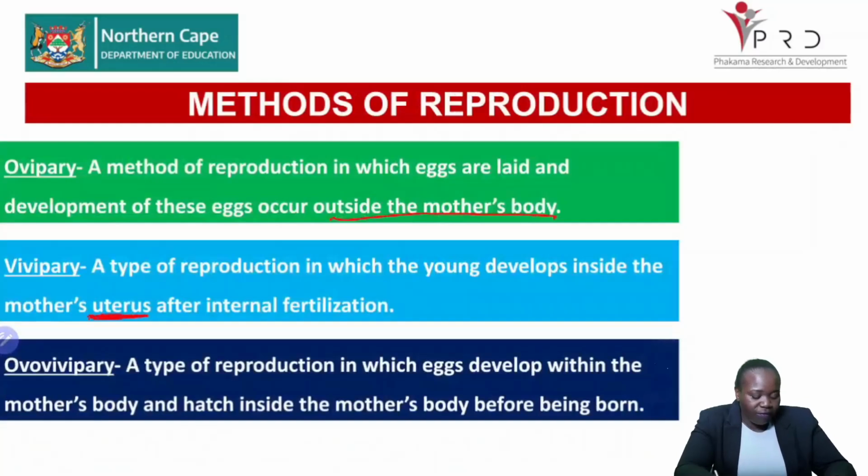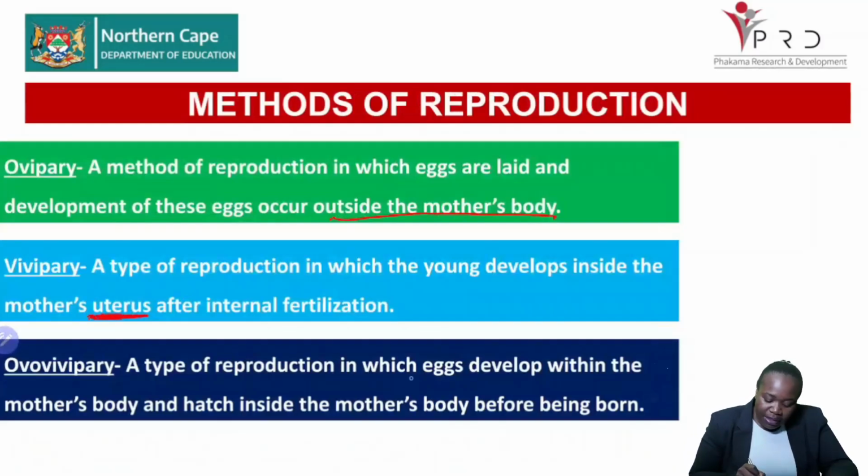Okay, ovoviviparity, a type of reproduction in which eggs develop within the mother's body and hatch inside the mother's body before being born. Right, so here development takes place inside the egg, right? However, this egg is inside the mother's body, unlike with oviparity. And then remember, the young will hatch inside the mother's body and they will be born alive. So they will be born after hatching.